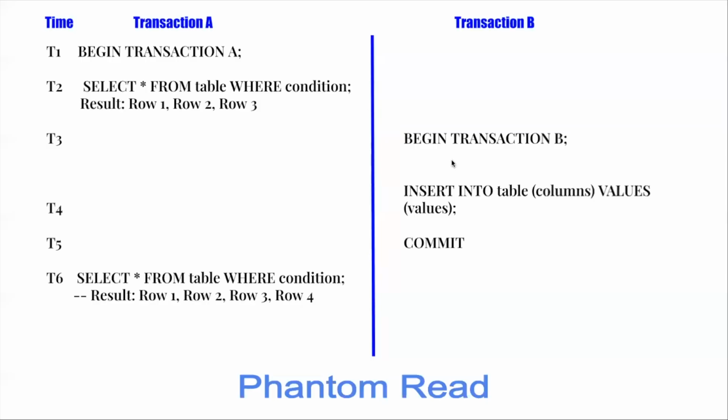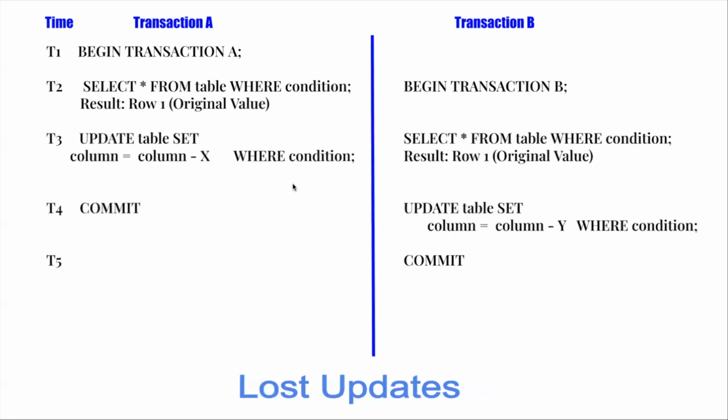Now the next anomaly, phantom read. Consider a transaction A which starts at T1 and at T2, you're doing a select from the table where you're putting some condition. Say a particular column value falls between X and Y, and you get say three rows, row 1, row 2, and row 3. And at time T3, you are beginning a transaction B, and you're inserting a row into the table where the column falls between the same range, X and Y, and you are committing it at time T5. And at time T6, if you are doing select again with the same condition, instead of seeing three rows, you are seeing four rows in the same transaction. So this is called phantom read.